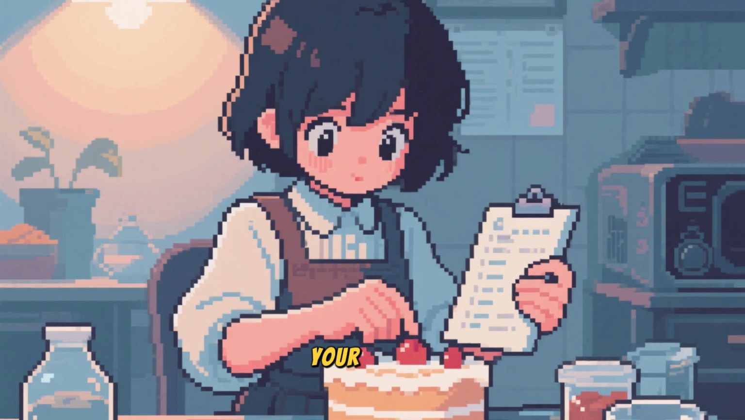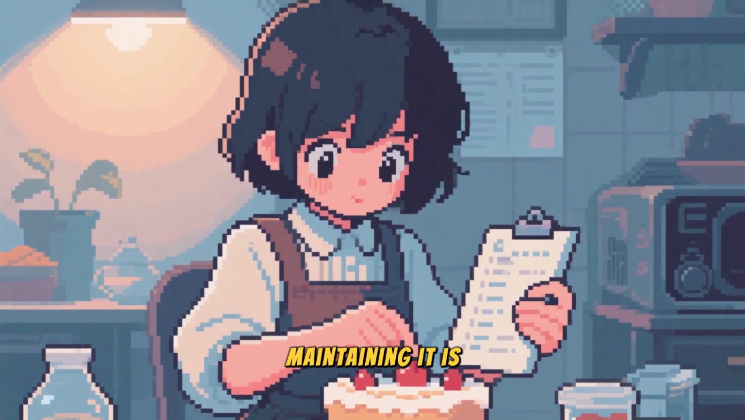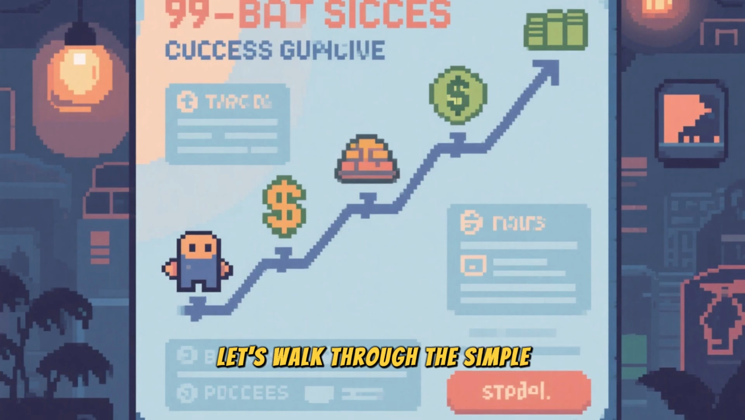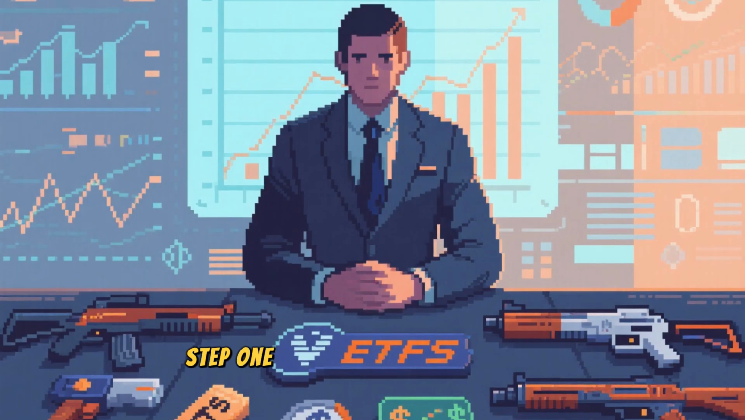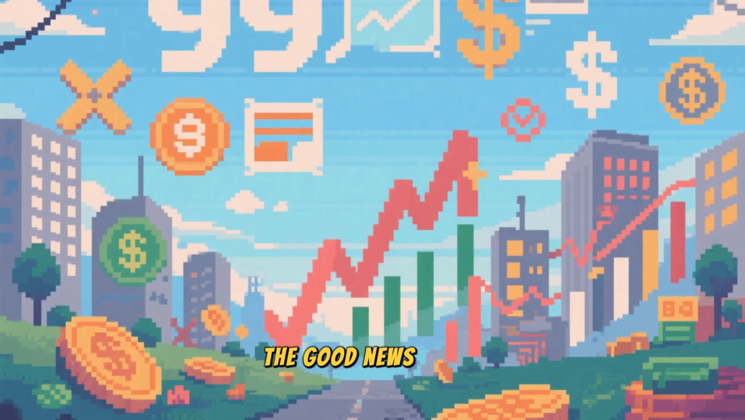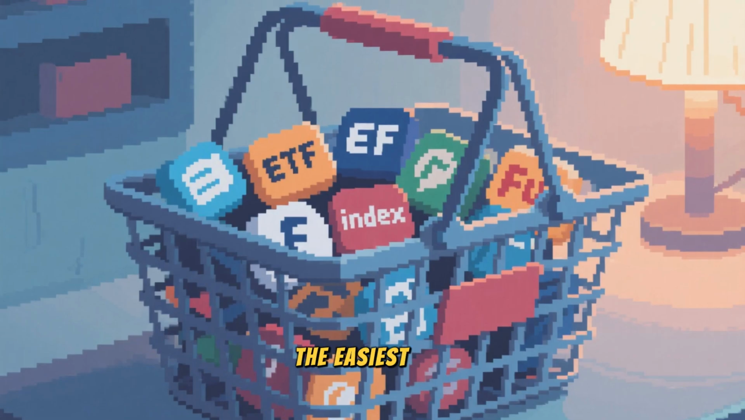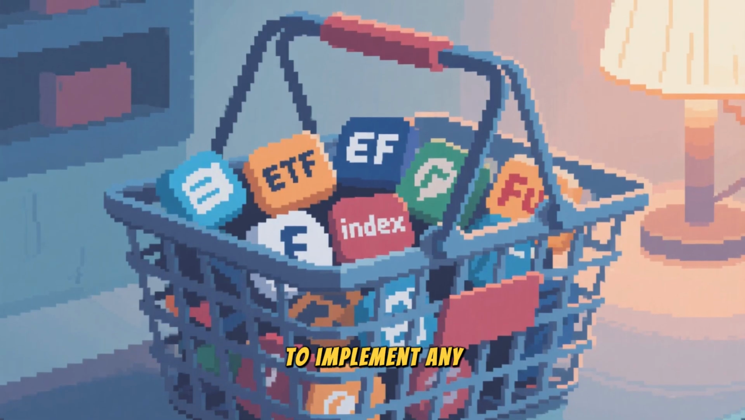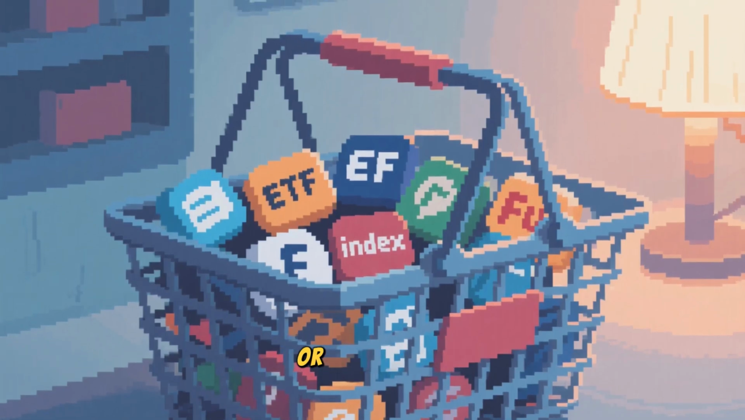Alright, so knowing your target allocation is one thing, but actually building and maintaining it is another. Let's walk through the simple, step-by-step process that the pros use. Step 1 is to choose your weapons. The good news is you don't need to pick individual stocks and bonds. The easiest and most effective way to implement any asset allocation is through low-cost, broad market ETFs or index funds.